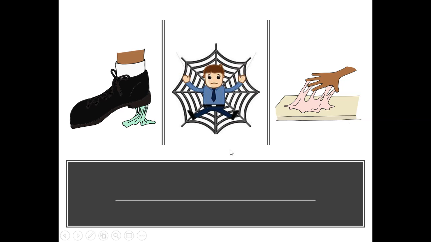Well, in the first picture, I noticed there's some sticky gum on the bottom of a shoe. Someone stepped on something really sticky. In the second picture, I notice a man is stuck to a web. And in the third picture, it looks like someone's playing with some sort of sticky slime or Play-Doh. So how are all these pictures the same or similar?